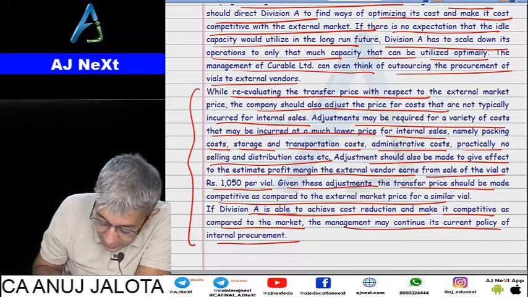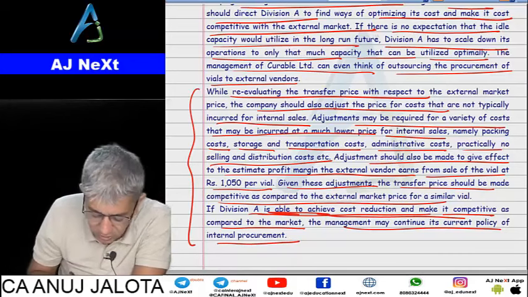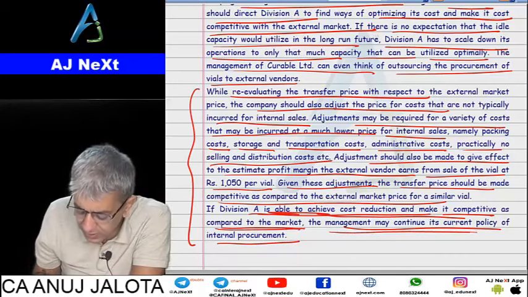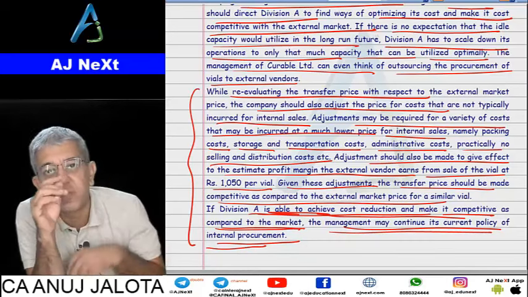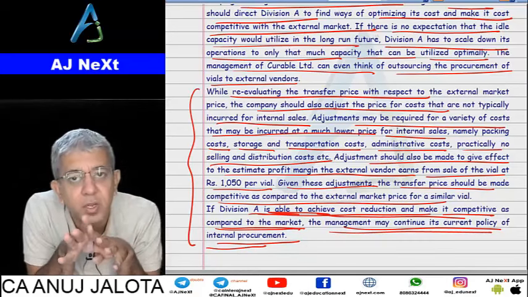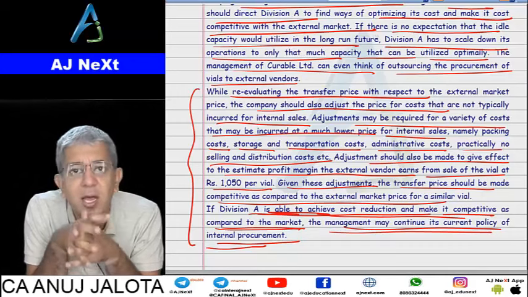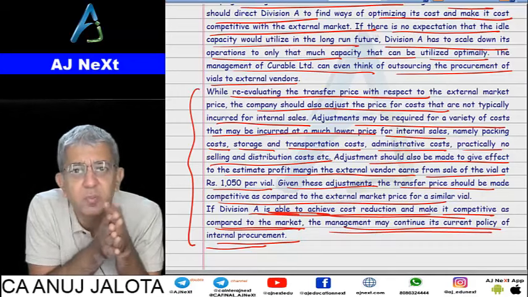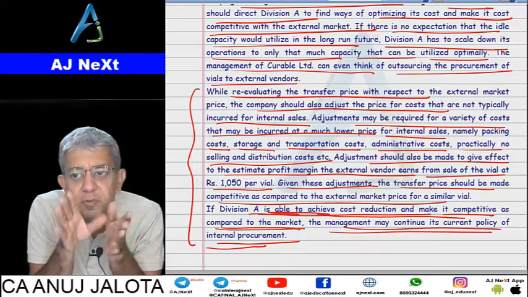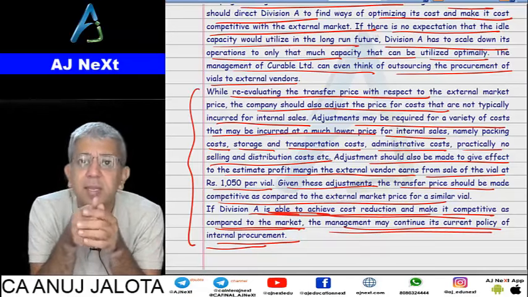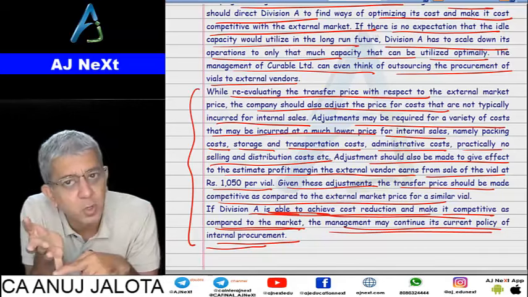If division A is able to achieve the cost reduction and make it competitive, then the management may continue the policy of internal procurement. So if the transfer price can be lowered, we do understand that our cost is higher than 1050, but try to make it as competitive as possible. If you can bring it lower than 1050, then nothing like it. Division B will also be happy.